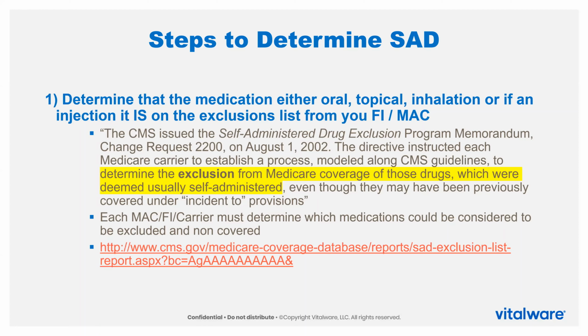Every single MAC, if you go onto their website and put in self-administered exclusion, is going to list every single exclusion for that region. And they're going to differ, so make sure that you're pulling up your MAC for your region. J and H are not the same. So on to the next one.